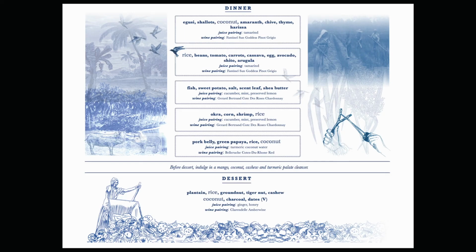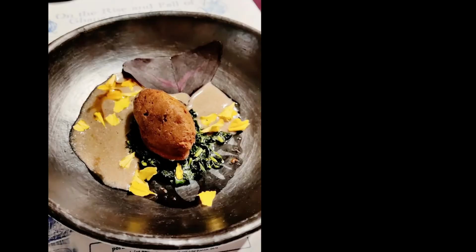I don't have time to go through the entire menu, but there's a sort of 7-course meal, each of which tells a really deep story around some of the things that we learned. I'm only going to talk about 2. The first is this dish that's made out of a coconut base.